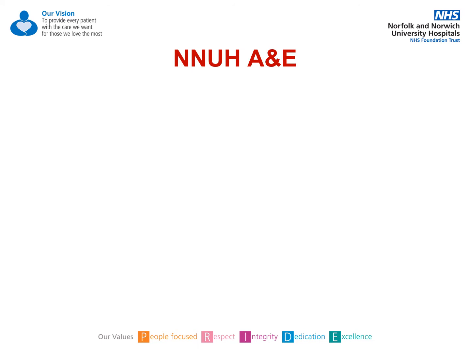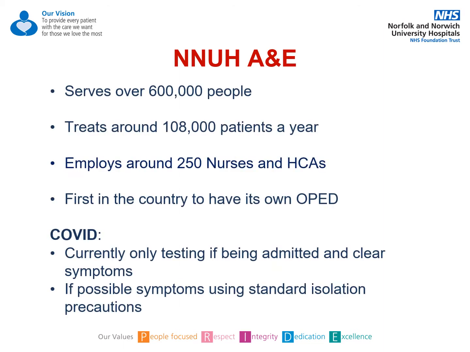So a little bit about the Norfolk and Norwich A&E, just a little introduction. The area we cover has a population of probably well over this now, 600,000 people we could potentially have through the doors. We treat around about 108,000 patients a year, probably again going up every year.